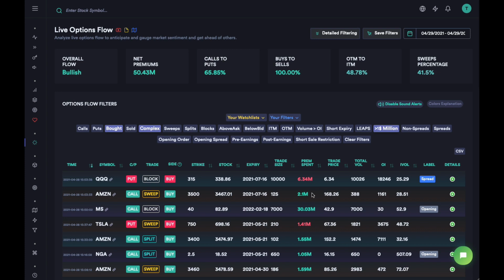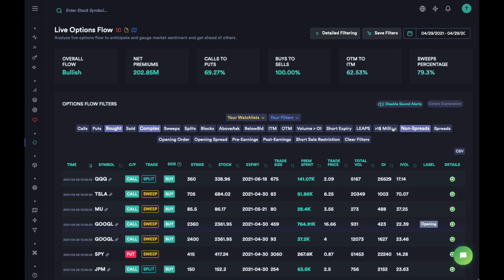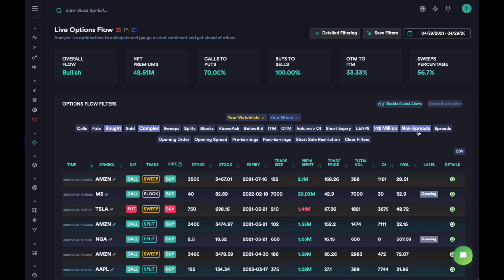What you'll often find is sometimes with these large $1 million orders, they are actually spreads. Whenever something is a part of a spread, that's not really a directional play. It might be somewhat of a directional play, but it's not an explicit directional play. So just keep that in mind. If you see $6 million spent on a put, don't assume that QQQ is going to go down, because this is part of a spread. And until we know the other legs of the spread, we can't make any claims. You can filter those spreads by using the non-spreads filter.